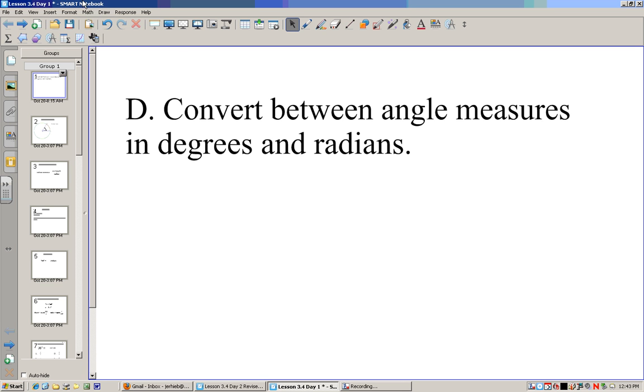Hello, welcome to 3.4 day one. Today we're going to convert angle measures between degrees and radians. Now you should all know what degrees are, but radians is a new way to measure angles.